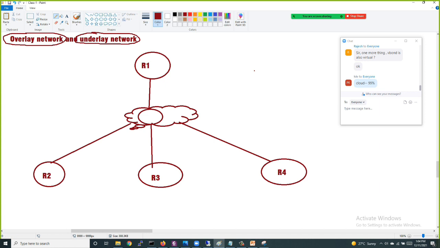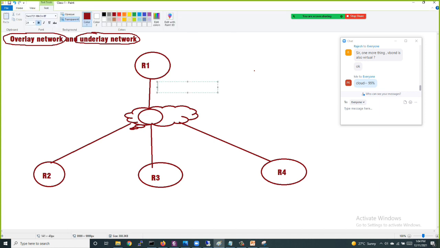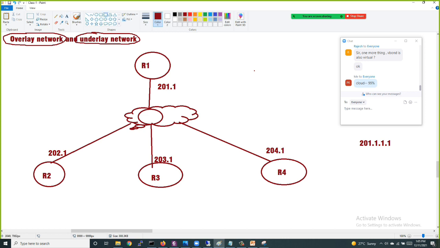Underlay network means my physical network. So let's say this is 201.1, this is 202.1, this is 203.1, this is 204.1. Now, if you are not clear, my IP is actually 201.1.1. I am omitting these ones, I am not mentioning these ones here. So I am simply writing the IPs. So this is my physical network or my underlay network.